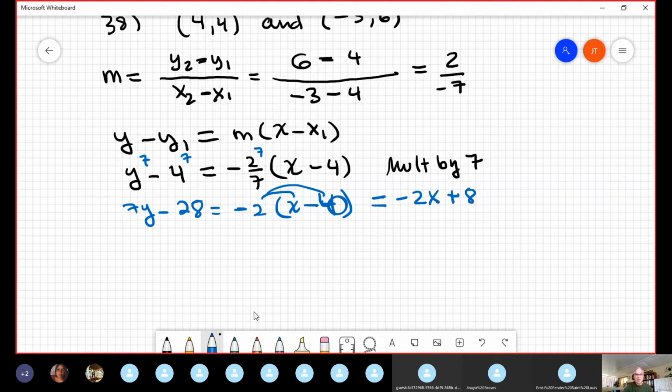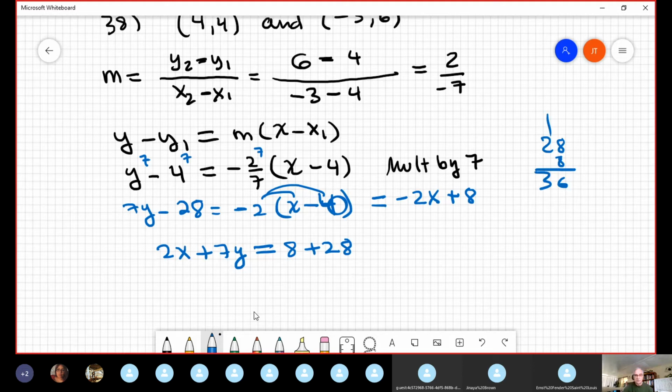Now the manipulation: I move negative 2x to the left, positive. 7y stays in the same place. 8 stays and positive 28. 28 plus 8 is 36. And the equation is 2x plus 7y equals 36.